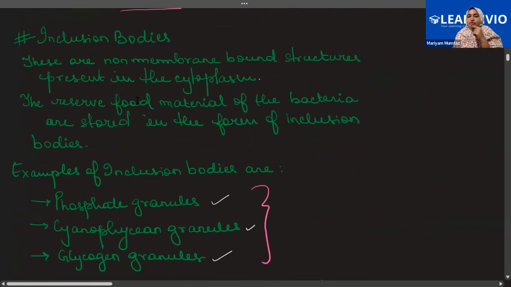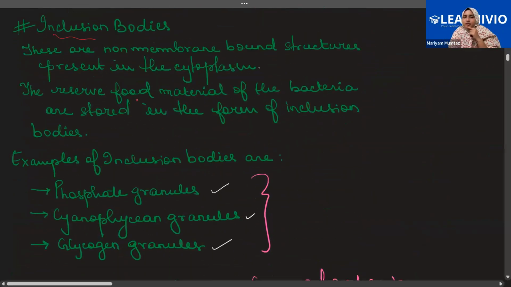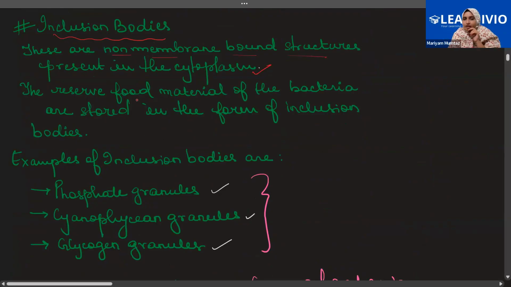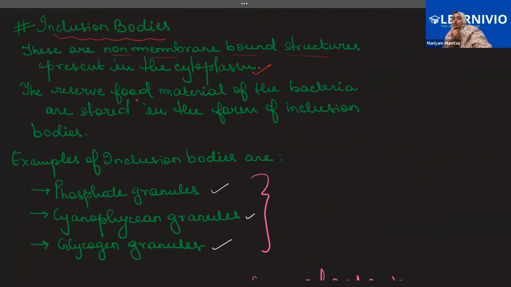Then come inclusion bodies. Inclusion bodies are again non-membrane bound structures, so they can be easily found in prokaryotes. These non-membrane bound structures are present in the cytoplasm. Imagine inclusion bodies being like a storeroom for the bacteria. It stores the reserve food material. All of the reserve food material in the case of bacteria is stored in the form of inclusion bodies.